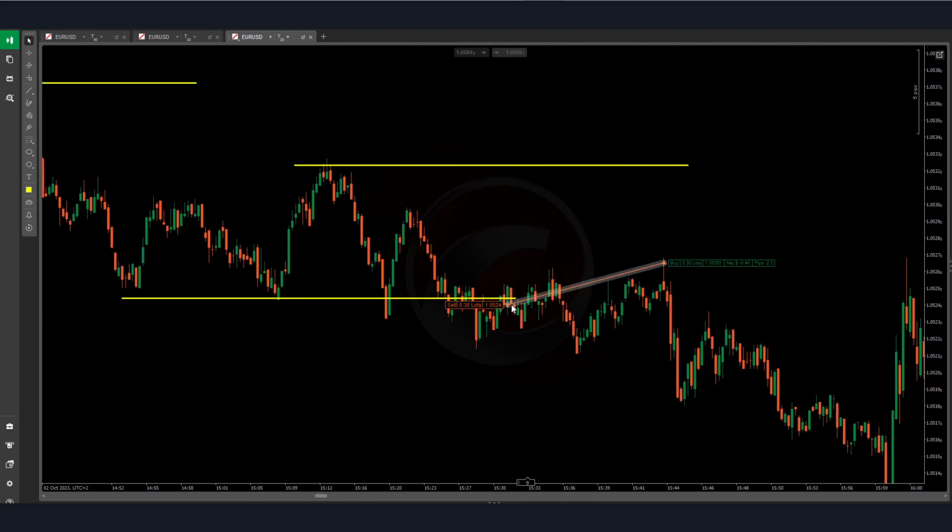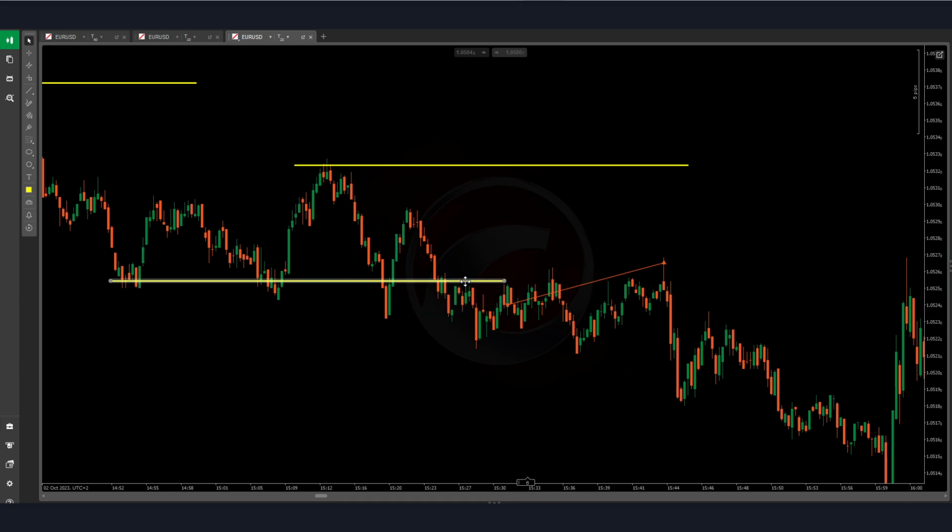And this pivot is not getting broken for a while. And yeah, I took the sell over here. I don't even know why. I don't know what I was looking at as price action, but in hindsight, it was really a mess.